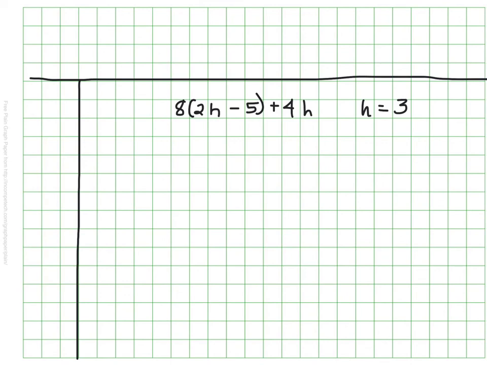And I'll leave you with one more for you to complete before class. And I'll check your answers as I check homework. So we have 8 times the quantity of 2h minus 5, and then all of that plus another 4h. And h is going to be the value 3. So where you see h, you're going to be using the value 3.